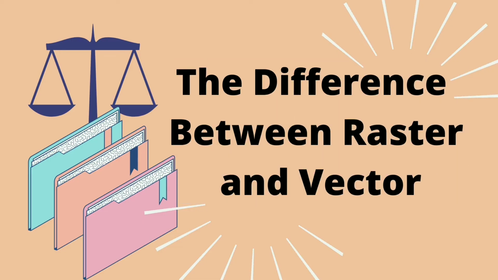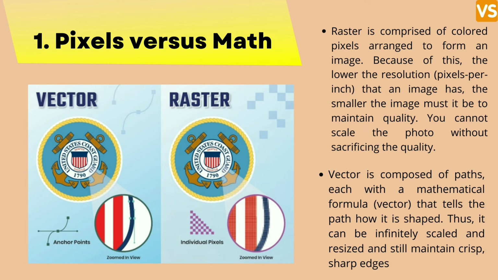After we know the definition, characteristics, etc. of raster and vector, this time we will look closely at how they differ from each other. Good day everyone, I am Jeremy Ayachan and I will be discussing the difference between raster and vector. Number 1. Pixels versus math.